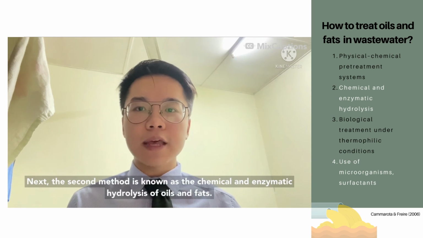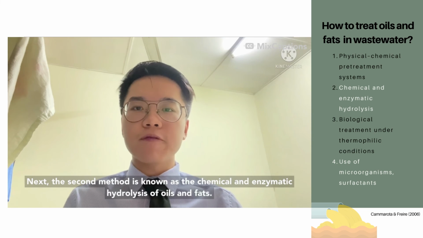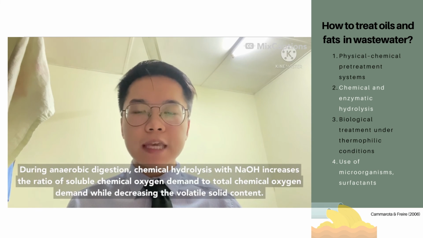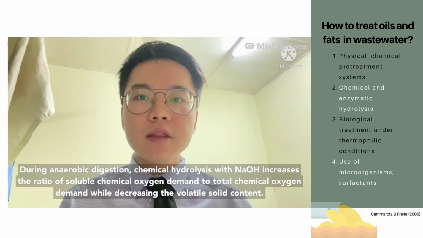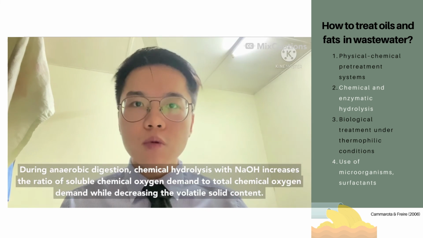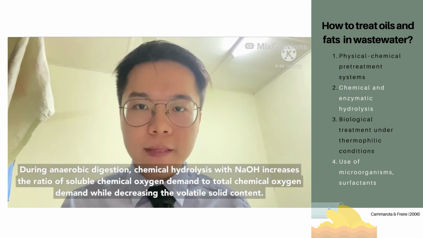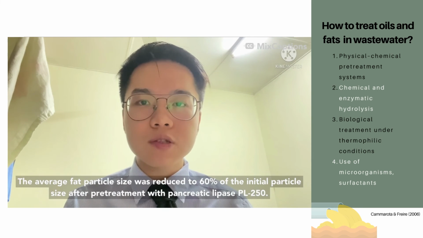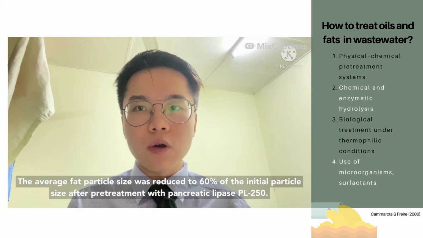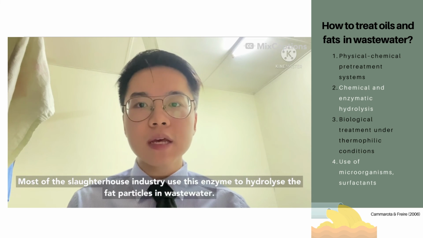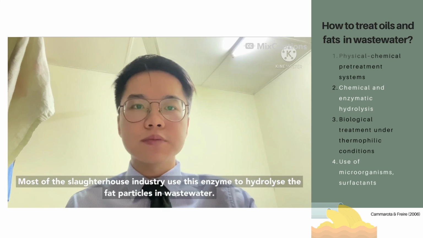Next, the second method is known as chemical and enzymatic hydrolysis of the oils and fat. During anaerobic digestion, chemical hydrolysis with NaOH, sodium hydroxide, can increase the ratio of soluble chemical oxygen demand to total chemical oxygen demand, while decreasing the volatile solid content. The average fat particle size was reduced to 60% of the initial particle size after pre-treatment with the enzyme pancreatic lipase PL250. Most of the slaughterhouse industry uses this enzyme to hydrolyze the fat particles.